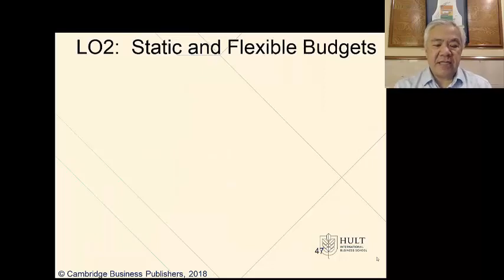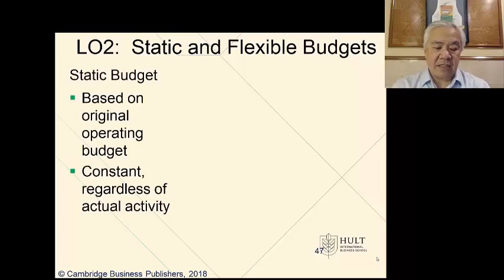Next learning objective is static and flexible budgets. So let's start with static. Static budgets are based on original operating budgets, and they're constant regardless of the actual activity. Activity here would be something like units sold if you're a product-based company.